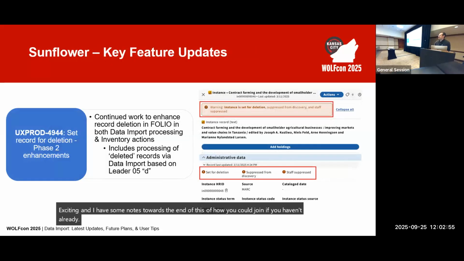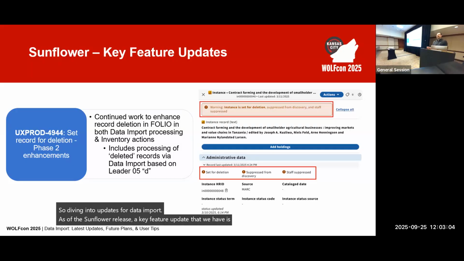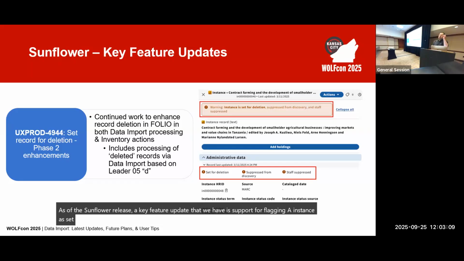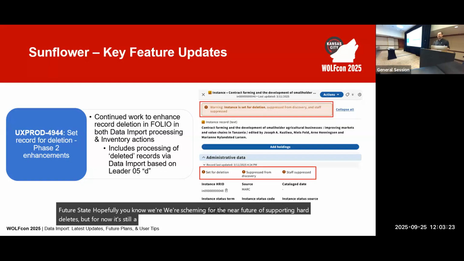So diving into updates for data import. As of the Sunflower release, a key feature update that we have is support for flagging an instance as set for deletion. So this is the concept of the soft delete that we have today. Future state, hopefully, we're scheming for the near future of supporting hard deletes, but for now it's still a soft delete, but with a new flag that really spells it out for users in inventory that something has been set for deletion.